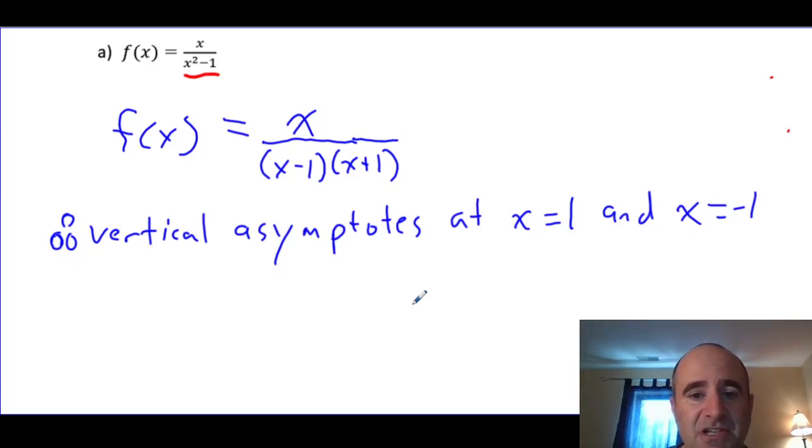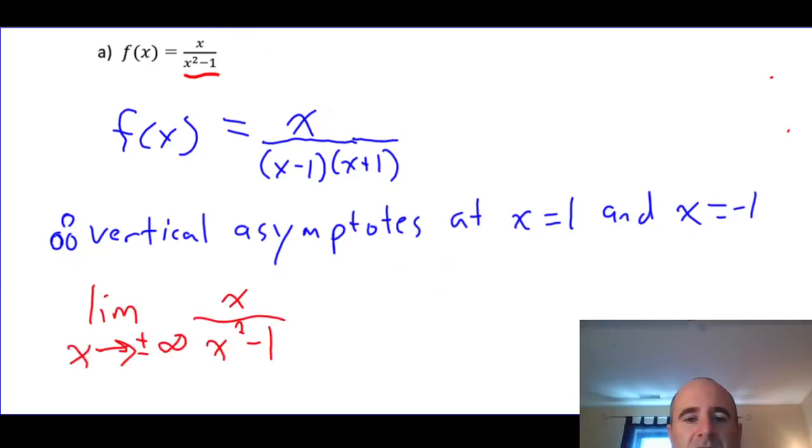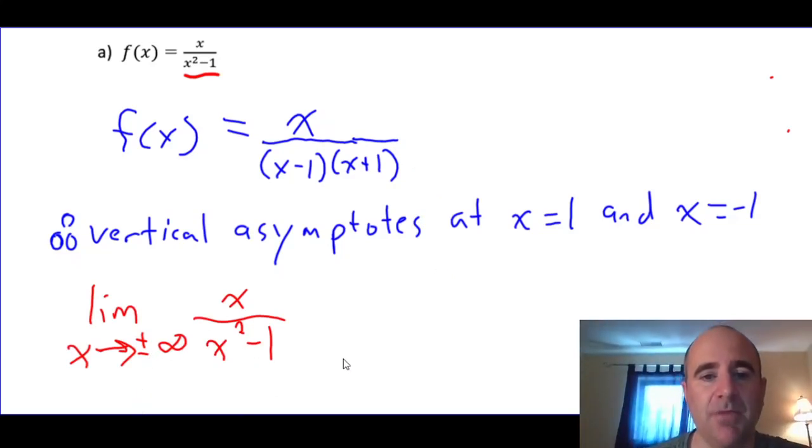Finding horizontal asymptotes is actually basically the same as determining end behavior. Now remember that determining end behavior is determining what happens as x gets very, very large, either very large in the positive direction or very large in the negative direction. Another way of saying that is to say determine the limit as x approaches positive or negative infinity of x divided by x squared minus 1. Now, how do we do that? Well, in class, we've discussed a number of ways that you can determine this limit or this end behavior.